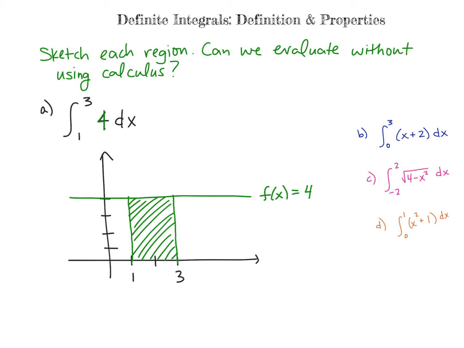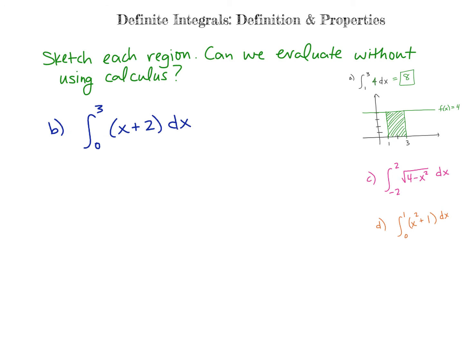We just need geometry, and probably even before geometry you learned how to find the area of this rectangle here, just base times height. So our base here is 2 and our height is 4. Therefore the area here and this definite integral is just equal to 8. And that's as easy as that.